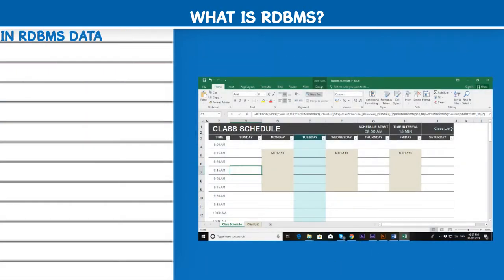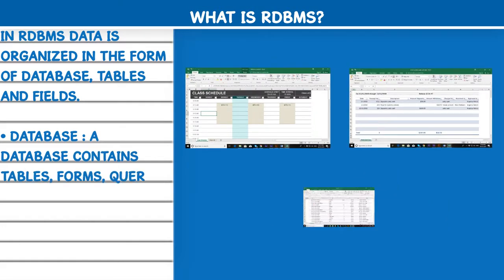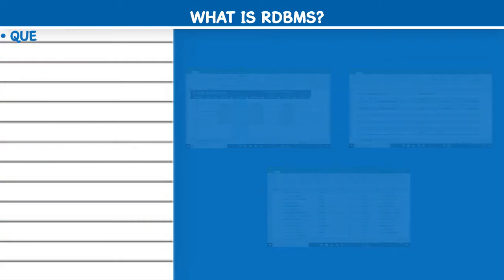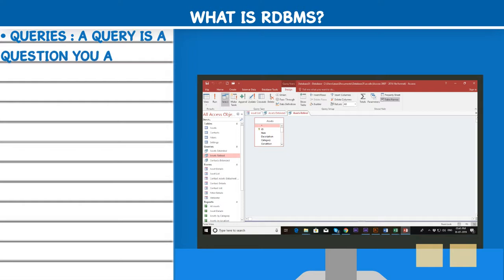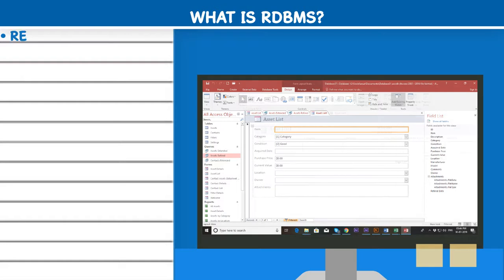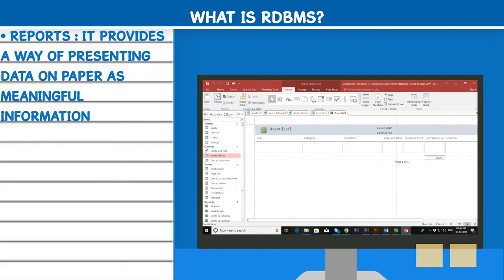In RDBMS, data is organized in the form of database, tables, and fields. Database. A database contains tables, forms, queries, and reports. It is the main file or document used to manage information. Queries. A query is a question you ask about the data in your database. Forms. A form is a way of viewing, entering and editing records in a database. Reports. It provides a way of presenting data on paper as meaningful information.